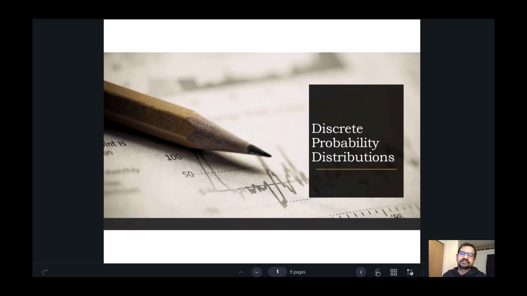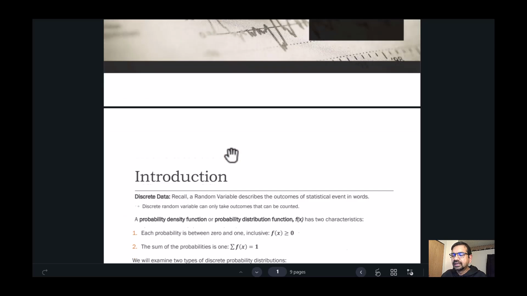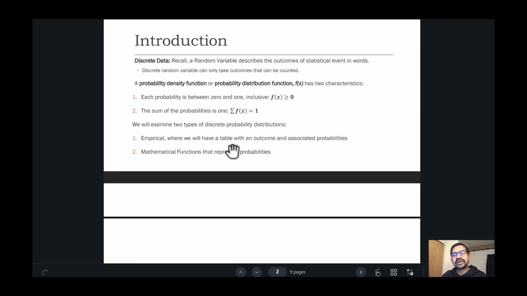In this section, we will talk about discrete probability distributions. Recall that a random variable is essentially describing the outcomes of a statistical experiment in words. Discrete random variables are variables whose outcomes are countable. In this section, we will look at how you assign probability to these outcomes.